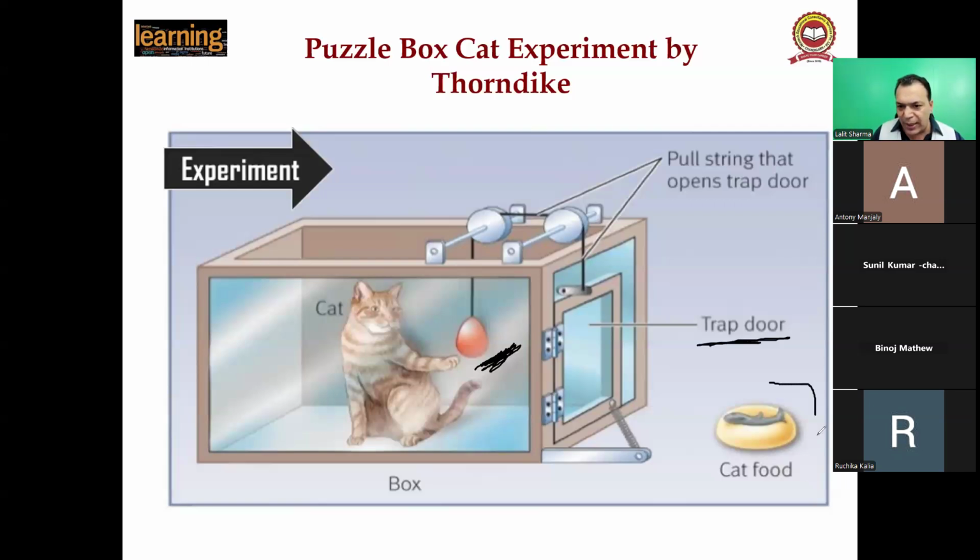This is the magic. When Thorndike kept a fish near the cage, near the puzzle box. Look, food. When Thorndike kept a fish near the puzzle box, what happened? Here the magic happened. What happened? The smell of the fish worked as a strong motivation for the cat to come out of the cage. This is the magic, guys. From this experiment, you have to learn how you have to motivate the students.